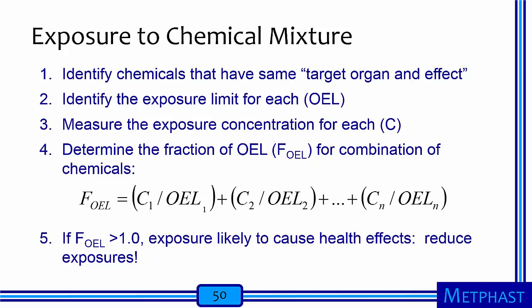What if a worker is exposed to a mixture of chemicals, which is common? First, you need to identify chemicals that have the same target organ and effect. Then, identify the occupational exposure limit for each chemical, measure the exposure concentration for each chemical, and determine the fraction of the OEL for a combination of chemicals as F subscript OEL using this equation. If the fraction of the OEL is greater than 1, then you have an exposure that's likely to cause health effects, so you have a problem and need to reduce exposures.